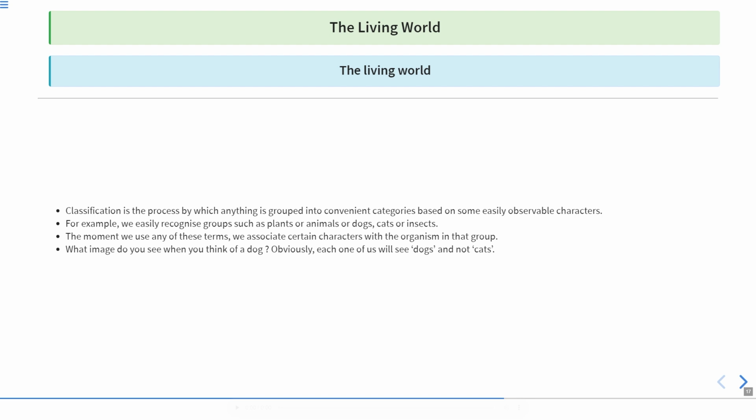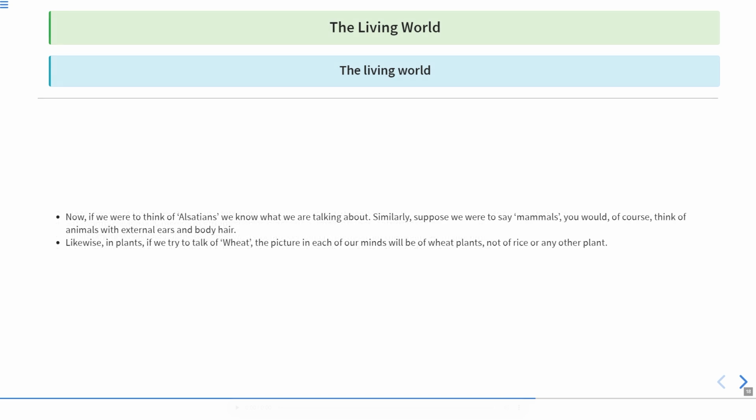The moment we use any of these terms, we associate certain characters with the organisms in that group. So on what basis are we making a group? On the basis of certain characteristics. So you are following certain characteristics, and on the basis of that you are giving the name to the organism. What image do you see when you think of a dog? When you think of a dog or you see a dog, what image comes to your mind? Obviously, each one of us will see a dog and not a cat. So we know what type of organism we are thinking of. Now if we think of Alsatians, then we know that we are thinking about that specific dog.